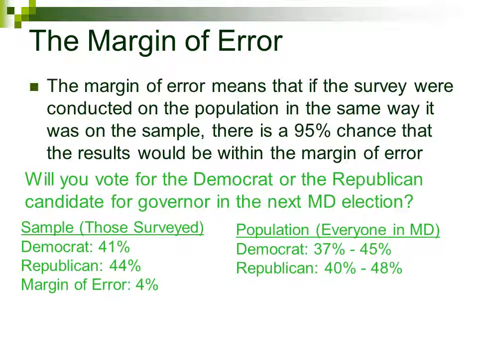What this means then is if we asked everybody in the state of Maryland, so everybody in the population, this exact same question, we could be 95% confident that 37 to 45% of people would say they'd vote for the Democrat, and 40 to 48% of people would say they'd vote for the Republican candidate. Note then that the margin of error does not mean how votes will turn out in the actual election, how many people are undecided, or the chance that the poll is wrong, but rather how we'd expect the results to turn out if we asked everyone in the population that question.